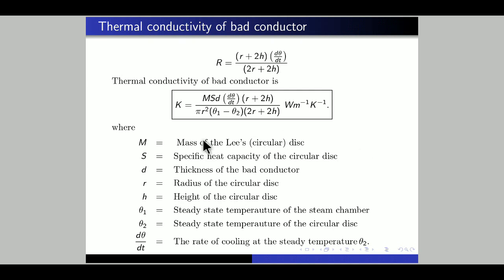This is the expression to find the thermal conductivity of a bad conductor material in the form of a circular disc by the Lees disk method. Now in this expression, K is the thermal conductivity of the bad conductor, M is the mass of the Lees disk or circular disc, S stands for the specific heat capacity of the circular disc, d is the thickness of the bad conductor, r is the radius of the circular disc, h is the height of the circular disc, theta 1 is the steady state temperature of the steam chamber, theta 2 is the steady state temperature of the circular disc, and d theta by dt is the rate of cooling at the steady state temperature theta 2 of the circular disc.